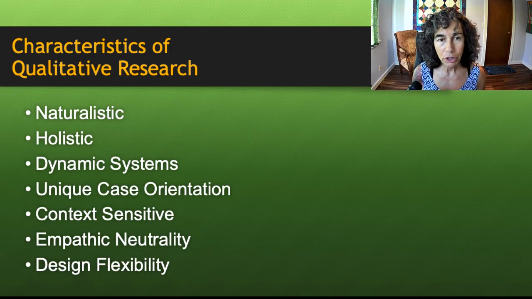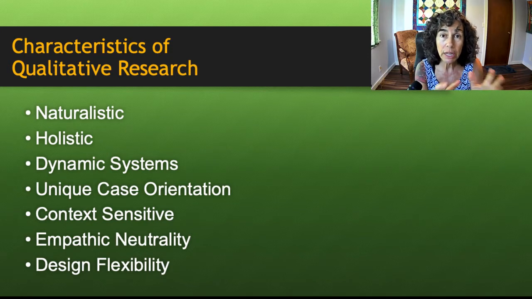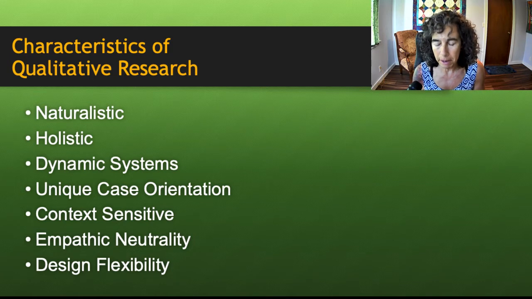And then the final term or characteristic is design flexibility. So topics can come up and evolve. And within qualitative research, we may tweak how we're addressing the research questions and how we're collecting data based on what we found. You'll often hear it called an iterative process, which basically means that as we go along, we change things to meet the demands of what's going on.